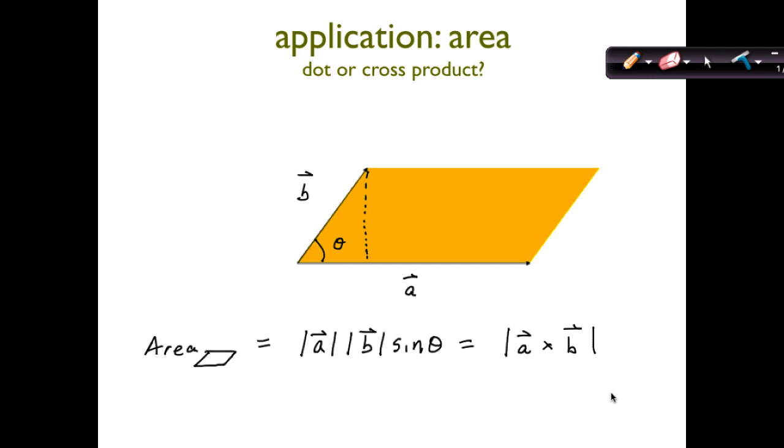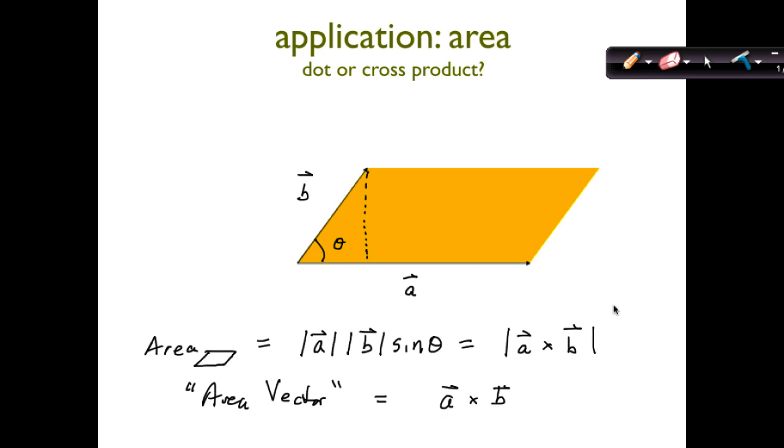Later in the course, toward the end, we'll talk about an area vector, and that's truly the cross product. Its magnitude is the area, and its direction is orthogonal to the plane of the parallelogram in one way or the other. But for now, all you need to know is just to calculate the area.